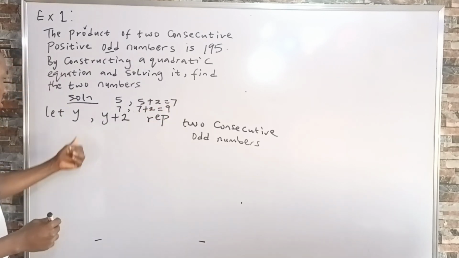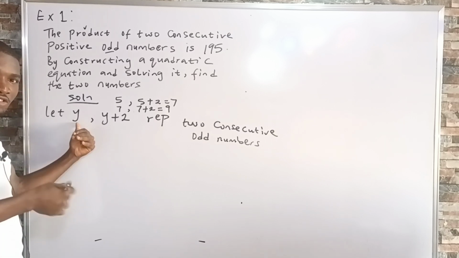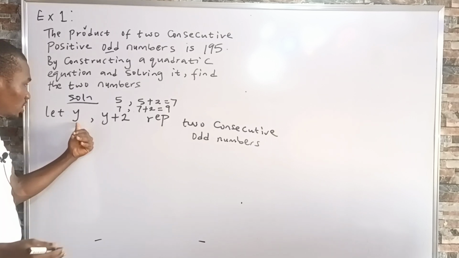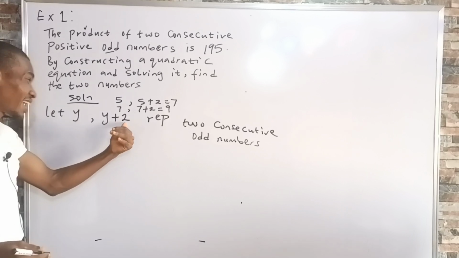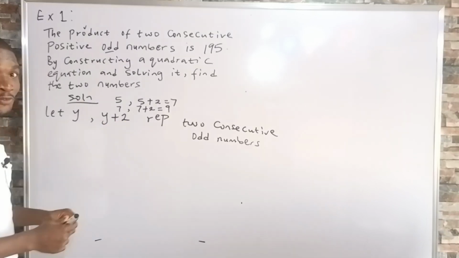So that simply means that if I consider y as my odd number, then to get the subsequent odd number, I could use y plus 2, because if I add 2 to any odd number, it is still going to produce an odd number. Take note of that. That's the fun fact there.